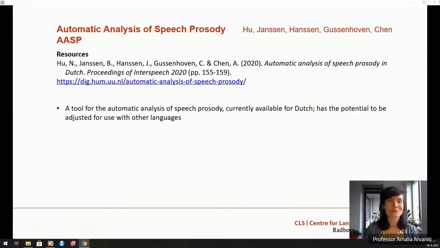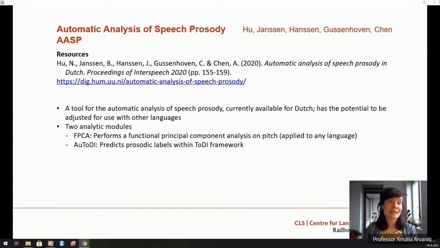But what are these two modules? There's the FPCA module, in which a functional principal component analysis of pitch contours is performed, and this is something that Katherine will pick up in much more detail later on. And the other module is AuToBI, which is the Dutch implementation of an AuToBI system, using the AuToBI method developed by Andrew Rosenberg. It predicts the prosodic events and labels within the Dutch ToBI style annotation system.